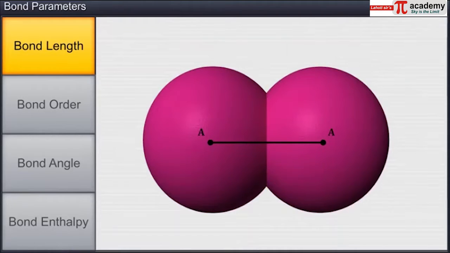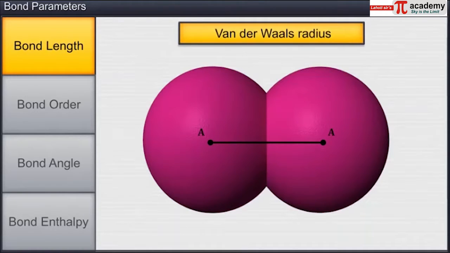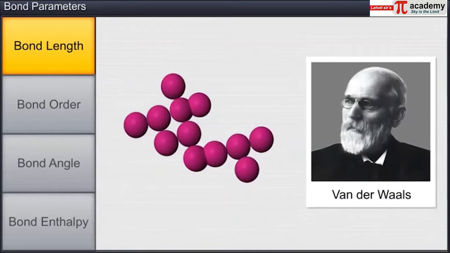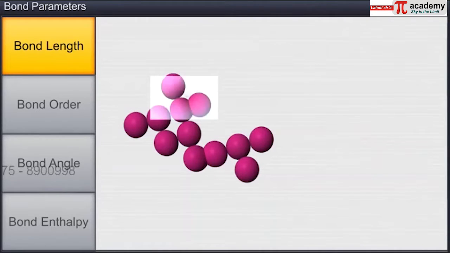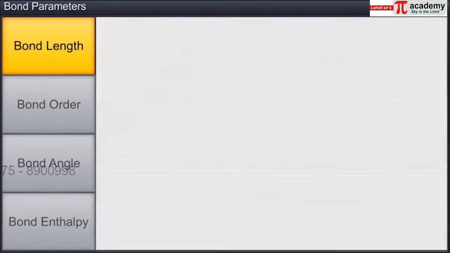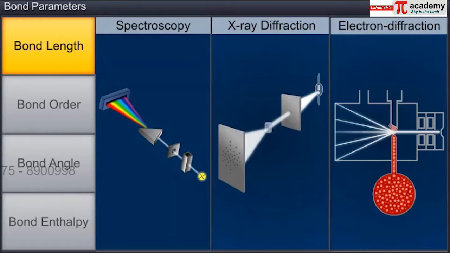Another type of radii between atoms is the van der Waals radius. It was calculated by van der Waals and provides the overall size of an atom, including its non-bonded valence shell. It is given as half the distance between two similar atoms in separate molecules in a solid. Some of the methods used to measure bond lengths are spectroscopy, X-ray diffraction, and electron diffraction.